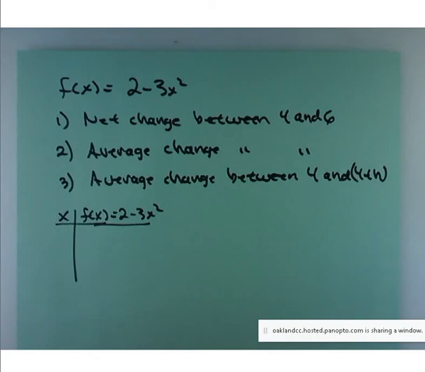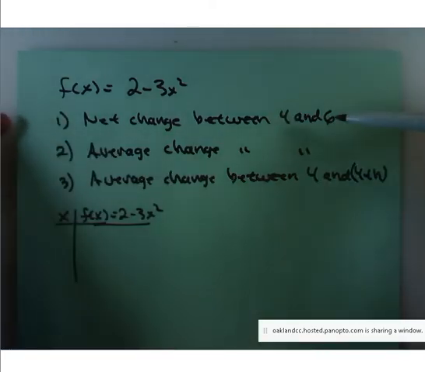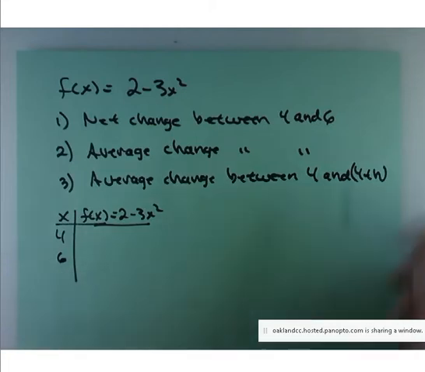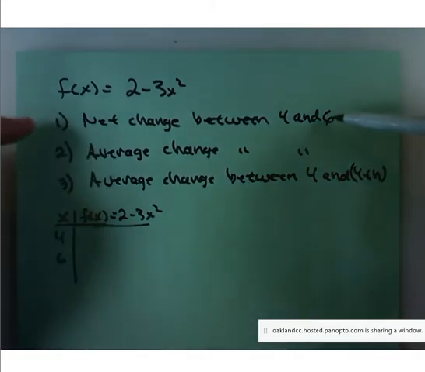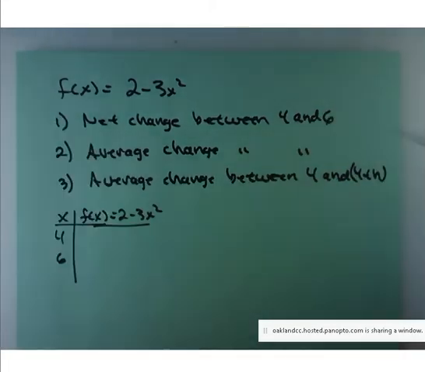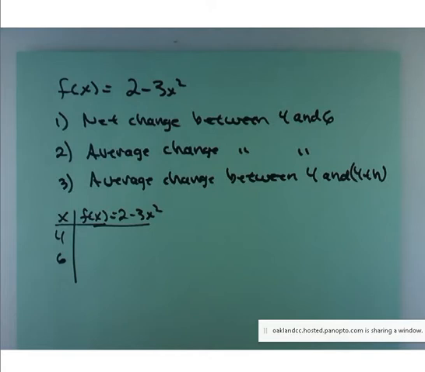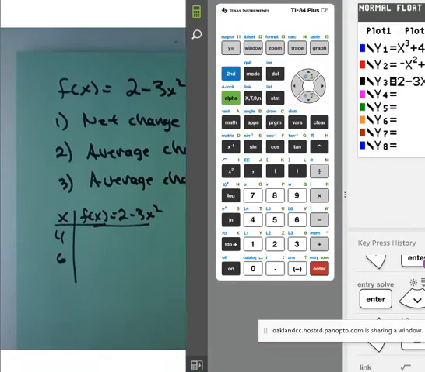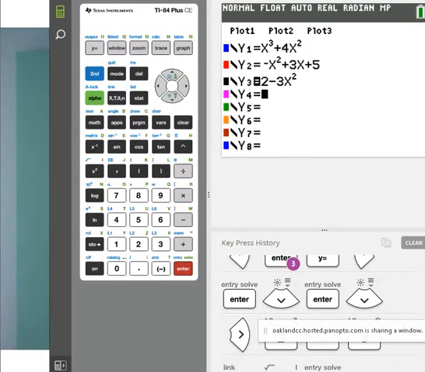So section 2.4, we want to look at the net rate of change, or excuse me, the net change between a couple values on a function. So that'd be 4 and 6 here. I want to find how much the function has changed. Now that's really just going to be the change in the y coordinates. So an easy thing to do here is just plug in the values for x into our graphing calculator maybe.